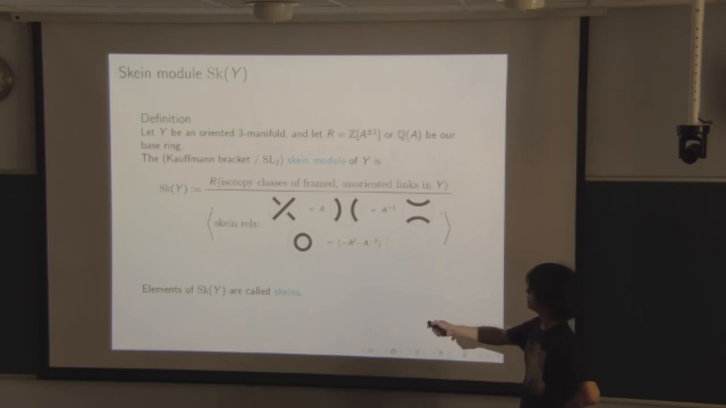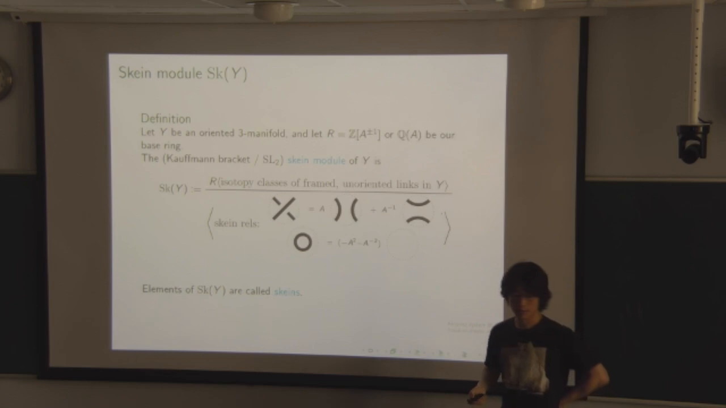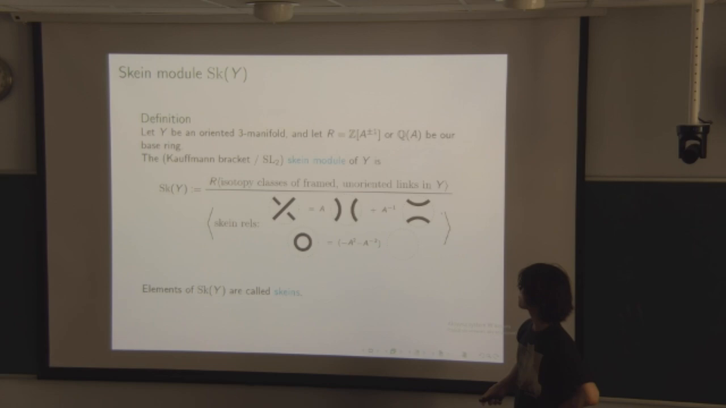So throughout this talk, Y is an oriented three manifold, and for now, let's work over the ground ring R, which is the Laurent polynomial ring in one indeterminate A. Or sometimes it's more convenient to work over the field of rational functions. The Kauffman bracket skein module, which is also sometimes called the SL2 skein module, since it's based on the quantum group of SL2, is the free R module spanned by isotopy classes of framed unoriented links in Y, modulo the skein relations.